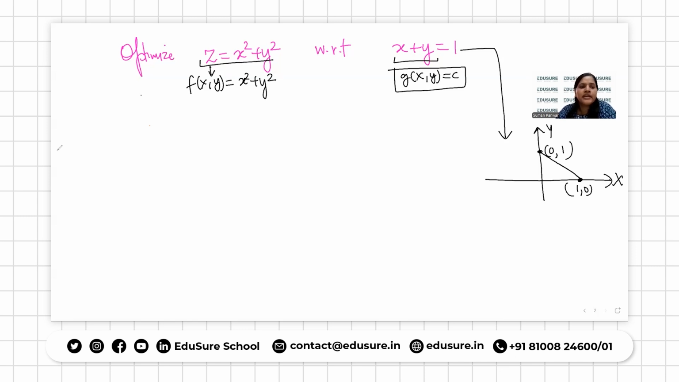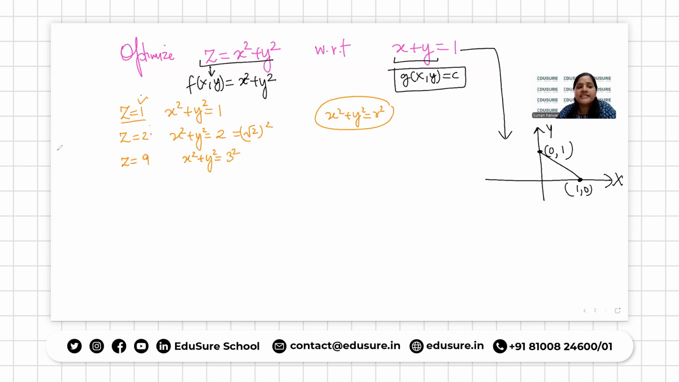For example, if I take z equals 1, I will be getting a circle of radius 1. If I put z equals 2, I will be getting a circle of radius root 2. Okay, because x square plus y square equals r square is a circle of radius r. If I put z equals 9, I will be getting a circle of radius 3. So note that as z is increasing, I am getting bigger and bigger circles. So I am getting concentric circles.